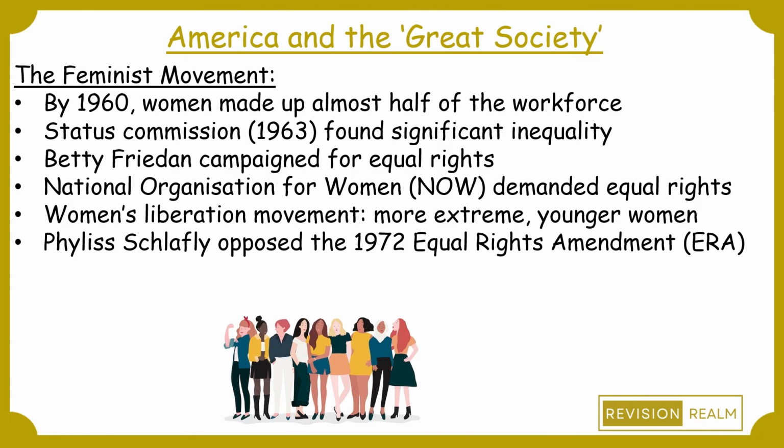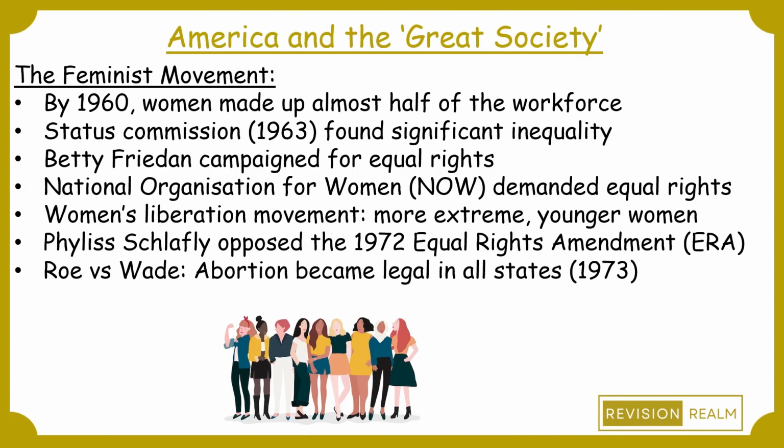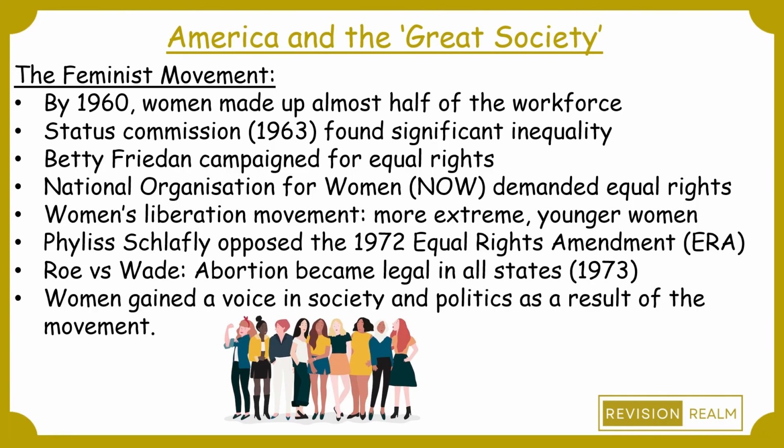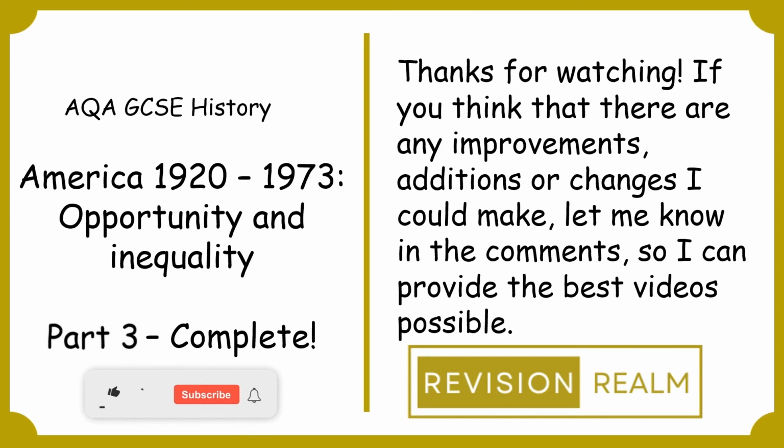Many feminists felt that one of the most important aspects of their campaign was the ability to control their own body, and so they wanted abortions to be legalized. In the Roe v. Wade case, Jane Roe successfully campaigned for the ability to have an abortion, and in 1973, the Supreme Court allowed abortions across the country, despite the laws of individual states. The feminist movement had huge impact on America, with many women gaining a voice in society and politics, despite the setbacks that they faced. And that's the end of part 3 of the course.